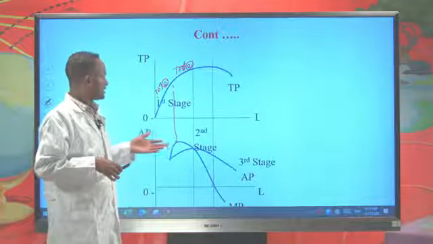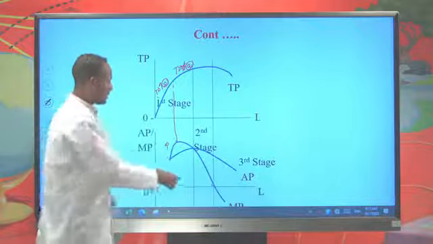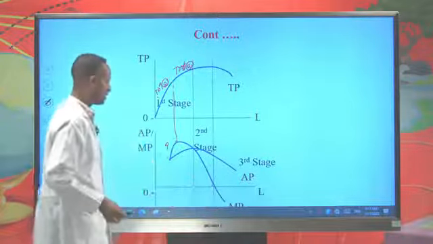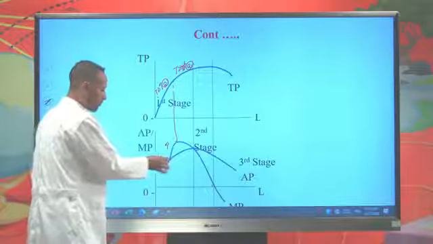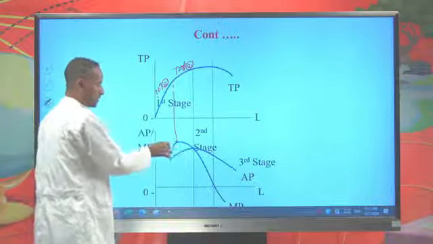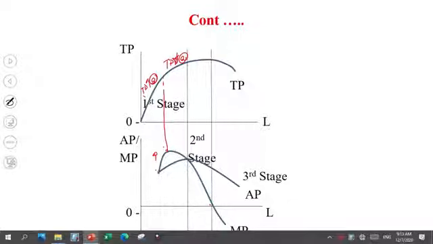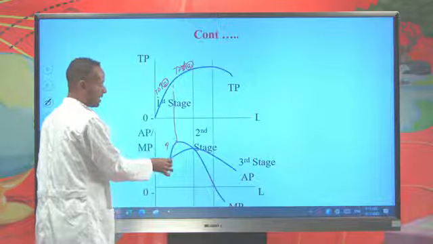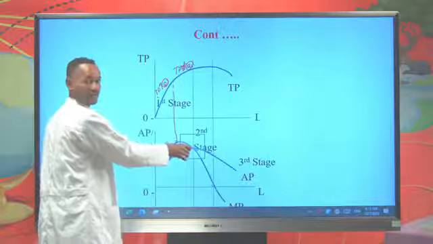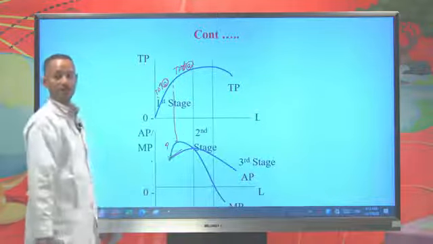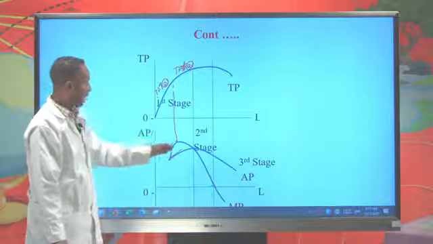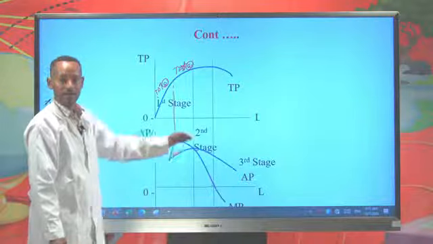Now, let's see the relationships between the average product of the variable input labor and the marginal product of the variable input labor. Starting from this point to this point, the marginal product of the variable input labor is above the average product of the variable input labor. Whenever MP is above AP, then AP increases. This is the first relationship between AP and MP.